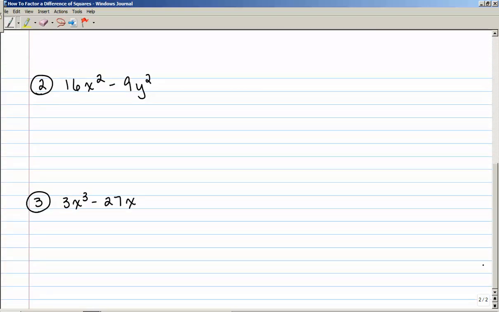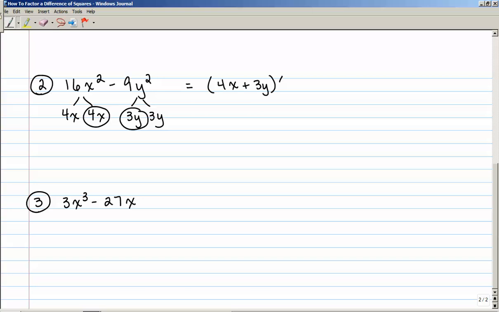Second example is 16x squared minus 9y squared. And again, this does look like a difference of squares because 16x squared is 4x and a 4x, and 9y squared is a 3y and a 3y. So I'll take the 4x and the 3y, put them into parentheses, one with a plus and one with a minus. So 16x squared minus 9y squared factors into 4x plus 3y times 4x minus 3y.